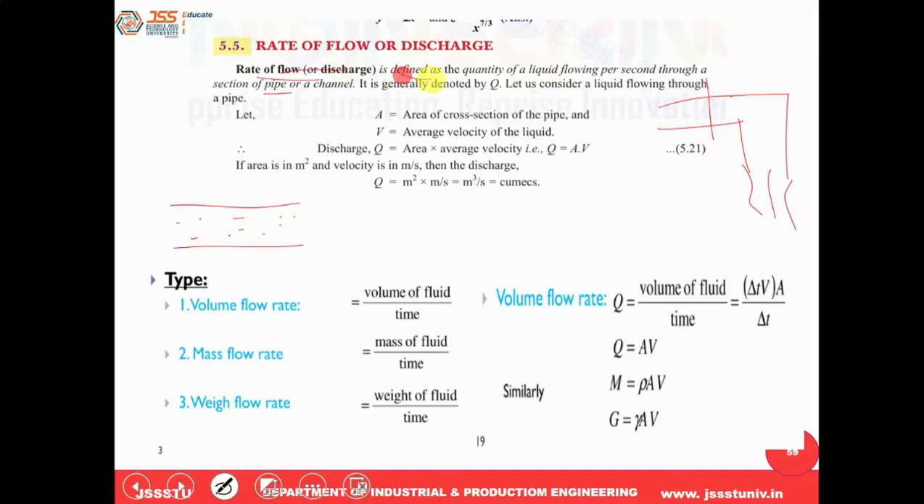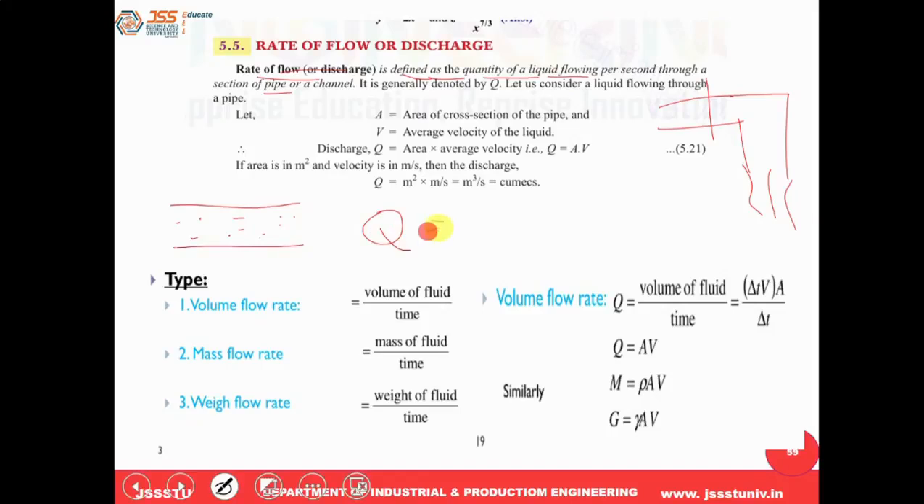What is discharge? According to the definition, it is defined as the quantity of fluid flowing with respect to time. That means how much fluid is flowing with respect to time. Quantifying that is called flow rate. It is also known as discharge. So how to calculate this discharge?